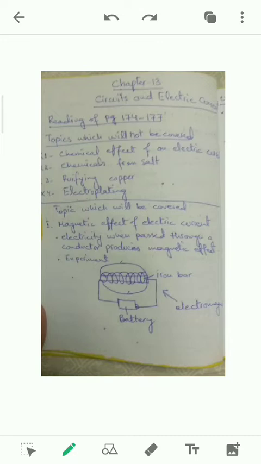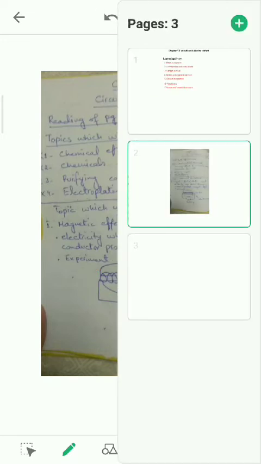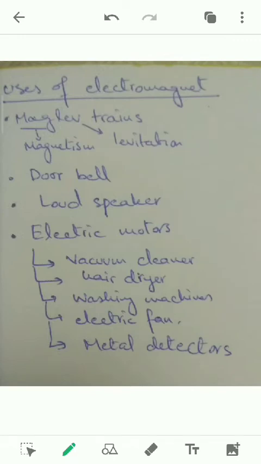Okay, so where are these electromagnets used? The iron bar here is basically acting like an electromagnet. So when you turn on the current, it becomes a magnet, and when you turn off the current, it loses its magnetic properties. Okay, we'll see where these electromagnets are basically used.